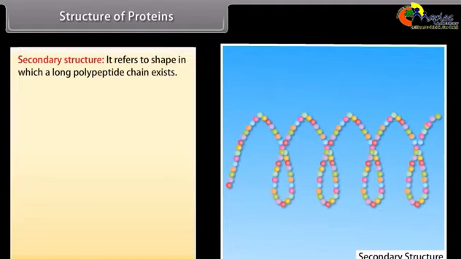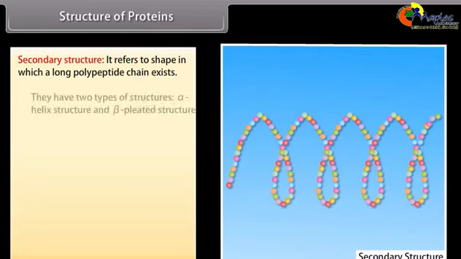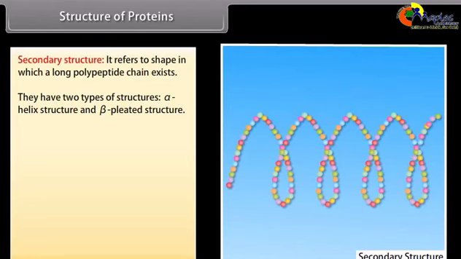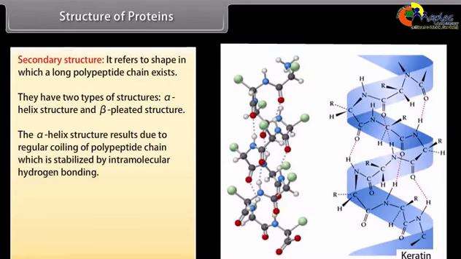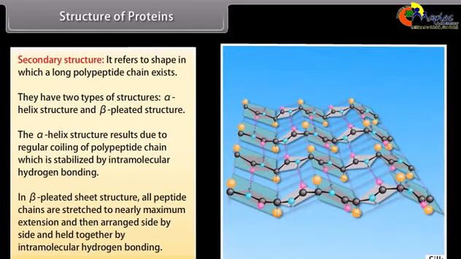Secondary structure. It refers to the shape in which a long polypeptide chain exists. They have two types of structures, alpha helix structure and beta pleated structure. The alpha helix structure results due to regular coiling of the polypeptide chain, which is stabilized by intramolecular hydrogen bonding. For example, keratin. In beta pleated sheet structure, all peptide chains are stretched to nearly maximum extension and then arranged side by side and held together by intramolecular hydrogen bonding.